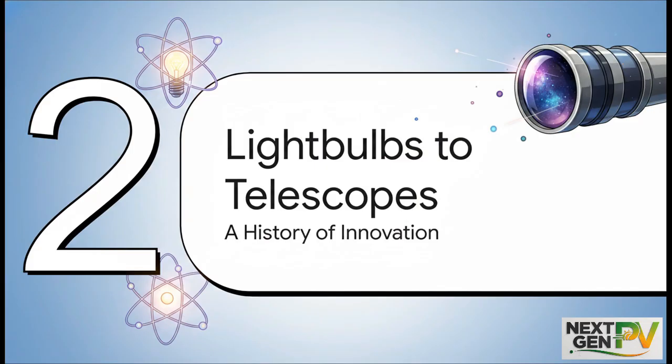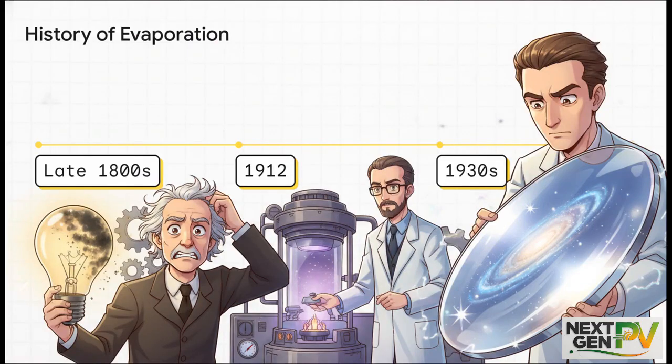Moving right along to Section 2, from light bulbs to telescopes. What's super fascinating here is that this incredible technology actually started out as a totally annoying bug, not a feature. Back in the late 19th century, Thomas Edison and the folks at General Electric were pulling their hair out over a problem called bulb blackening. The filament inside early incandescent light bulbs would slowly evaporate and coat the inside of the glass with this dark soot, which completely ruined the bulb's lifespan.